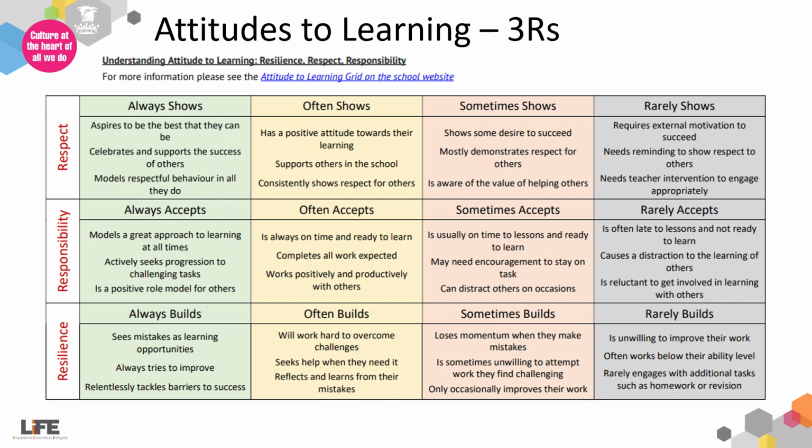Now, if the student gets sometimes, that shows that there is obviously some room for improvement and some improvement needed to show the sort of levels and values that we would expect. And if we get a rarely, then that means that the student is well off and needs to make some steps to improve. And you can see by looking at the chart exactly what they should be showing to reach that often standard or the always gold standard.